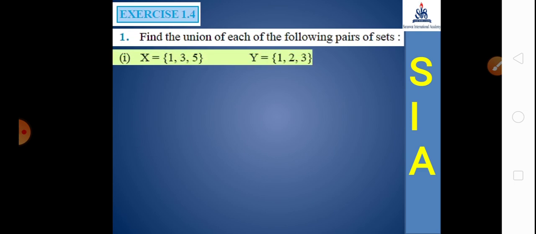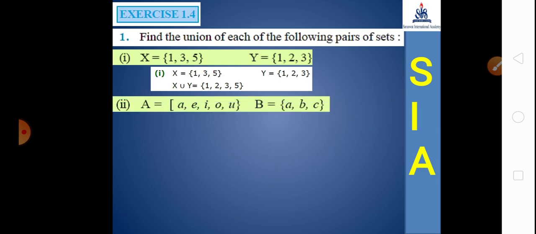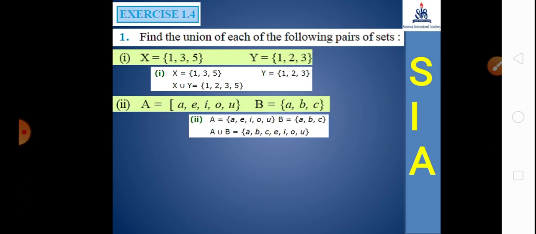So 1, 3, 5 and 1, 2, 3. Already I repeat one more time, students: union set means all elements written without repetitions. So X union Y, my answer is 1, 2, 3, 5. Look at that, 3 and 1 are repeated, but I mention them in the answer only one time. Second, A, E, I, O, U is set A and set B is A, B, C. Very easy, just apply union. So A union B, you write all elements without repetitions. So my answer is A, B, C, E, I, O, U. But A is repeated, that's why I do not write it a second time.